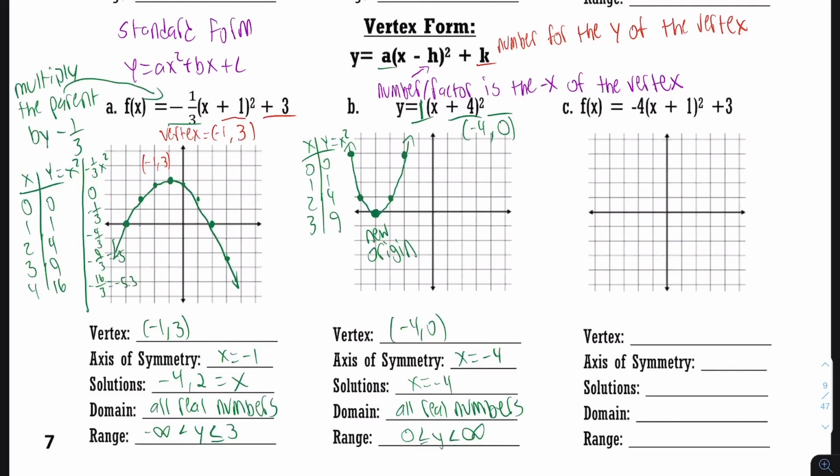And then we'll do one more example. Let's say, we always start with the vertex. So this is a +1. So that means the vertex is going to have a -1. This is a +3. And that one gets copied exactly how it started. So -1, 3. -1, 3 is the new origin.